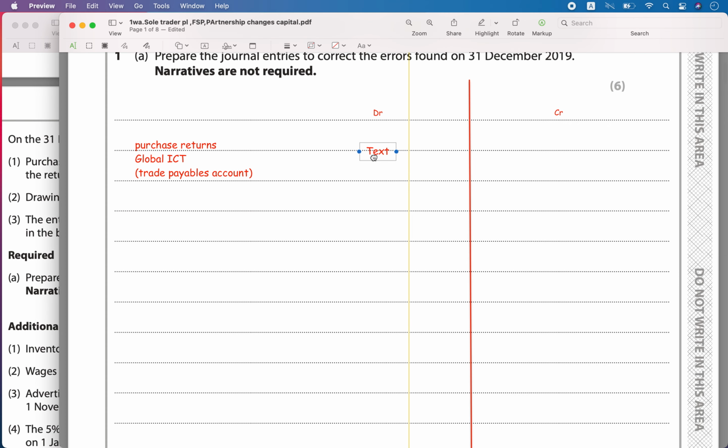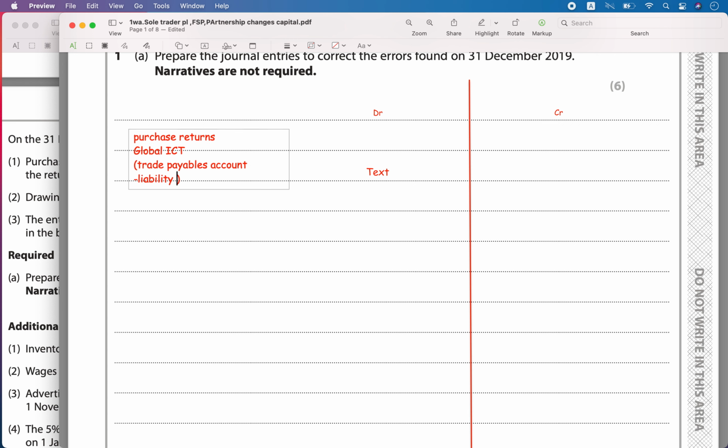So the purchase returns of 1800 has to be entered. This will be entered on the debit side in the Global ICT account, and in the purchase returns account it will appear on the credit side.